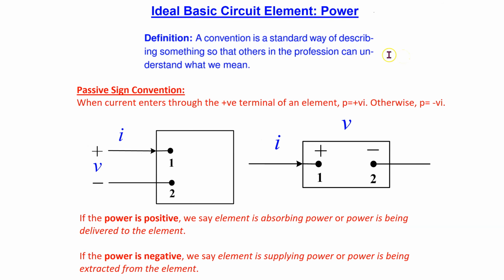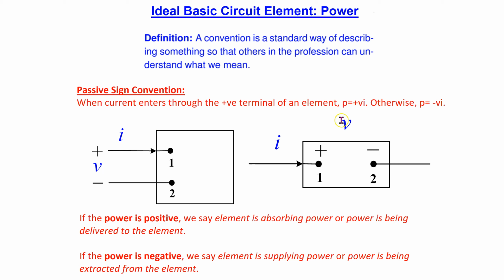Finally, we are also interested in the power associated with an ideal basic circuit element. To do this, we need to apply the passive sign convention. The passive sign convention states that when the current enters through the positive terminal of an element, we use the power formula with a plus sign. Otherwise, we use the power formula with the negative sign.